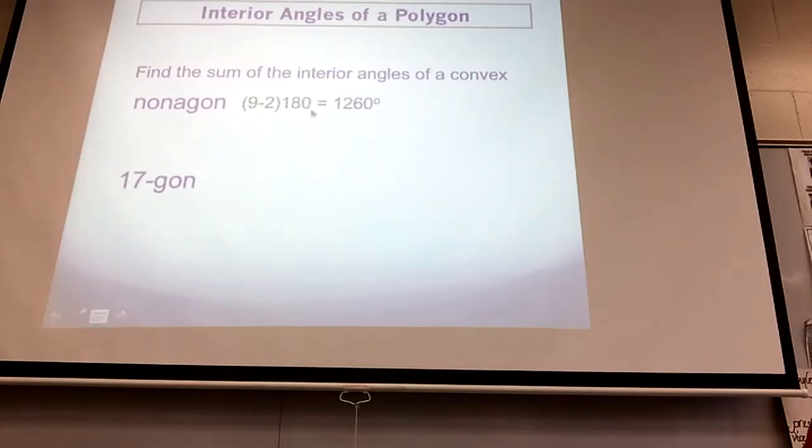Alright, and then for the second one, this would be 17 minus 2 times 180. So 15 times 180. 2,700. There you go. Sarah got it first.